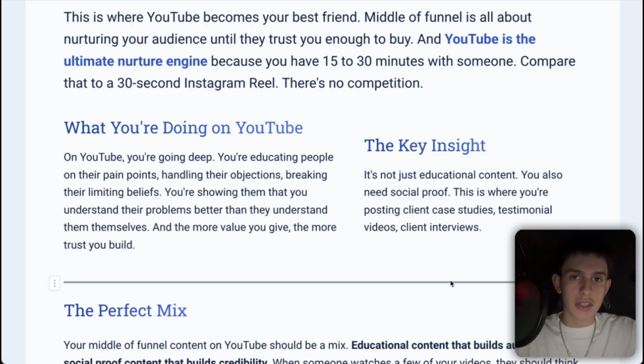Because when people are watching your content and you're giving them so much value, they're going to start thinking, what's behind the paywall? And that's when the trust and nurturing starts happening even deeper. And when they're getting closer to buying from you.